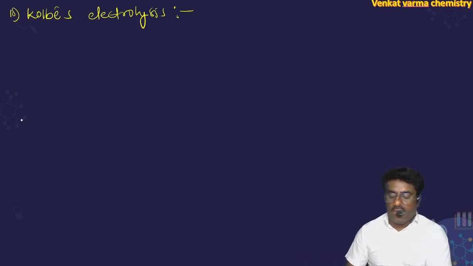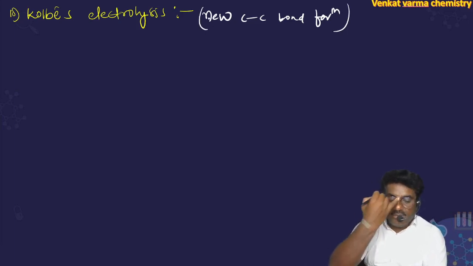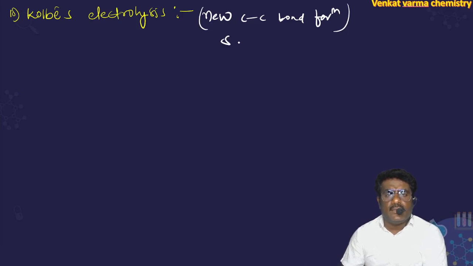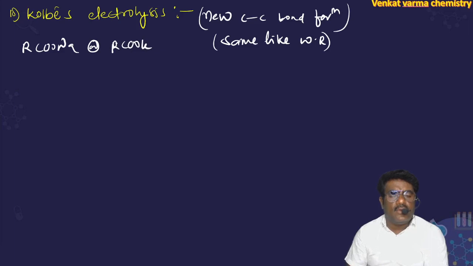The next one is Kolbe electrolysis. Kolbe electrolysis also involves new carbon-carbon bond formation. It is the same as the Wurtz reaction. If I am taking the sodium salt of a carboxylate ion, like RCOONa or RCOOK, the sodium salt or potassium salt of the carboxylate ion.